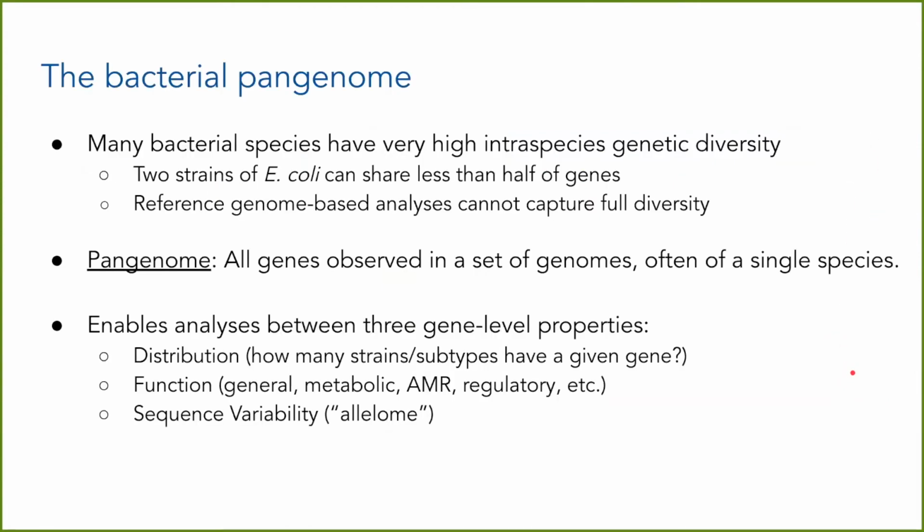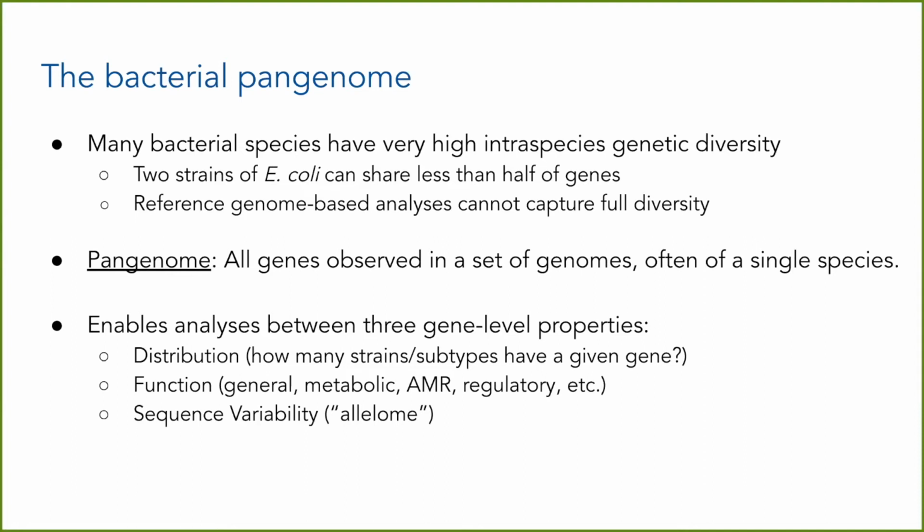So briefly, this concept of the bacterial pangenome was developed to address this observation that many bacterial species have a very high level of intraspecies genetic diversity. For example, 2 strains of E. coli can share less than half of their genes, and consequently reference genome-based analyses are unable to capture the full extent of genetic diversity in any one species. So to work around this, the pangenome concept was developed, and most simply put, it is just the set of all genes observed in a set of genomes, usually of a given species.